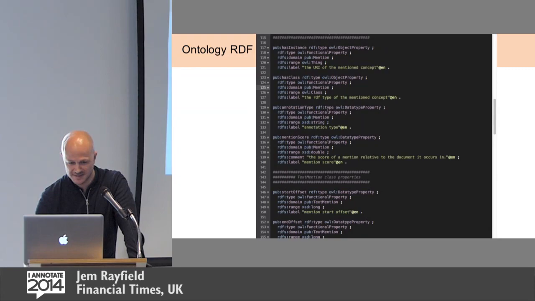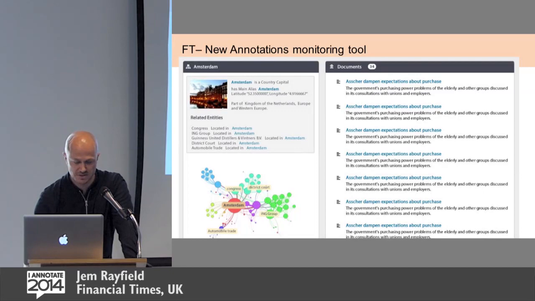This is one of the tools in the newsroom that basically shows that when things get annotated, they can see all of the things that have been annotated in terms of Amsterdam. You can see the semantic graph that describes Amsterdam, all the details about Amsterdam, and all those documents that have that annotation.